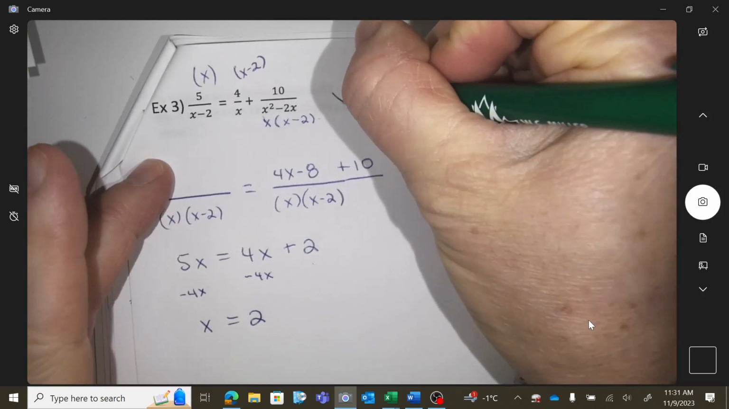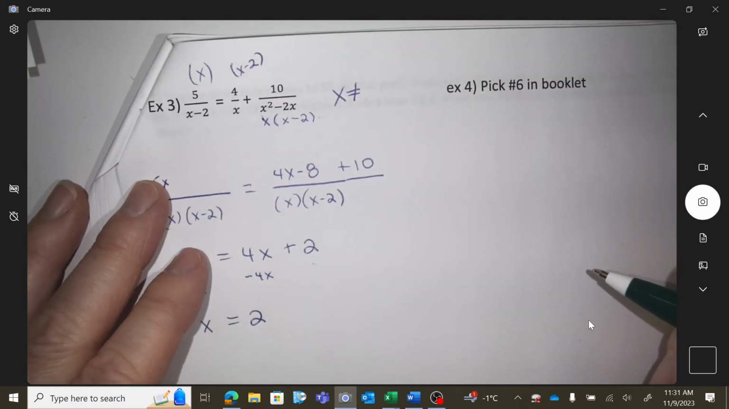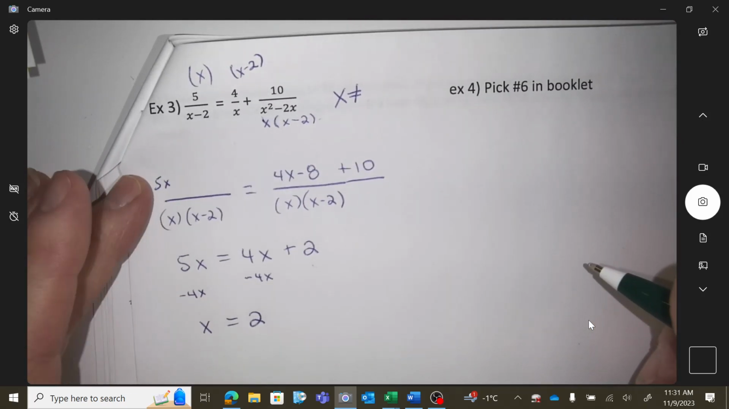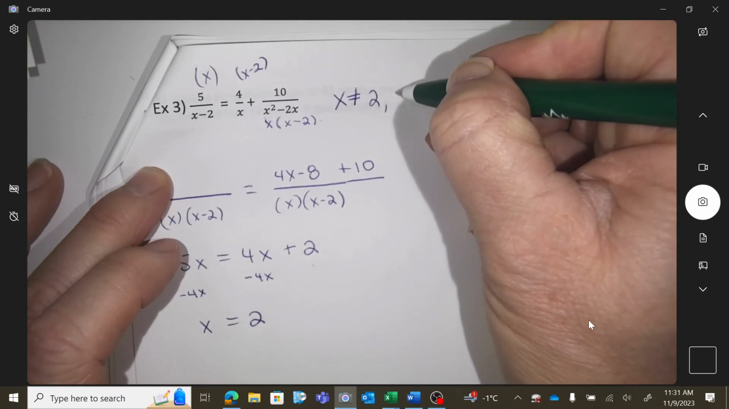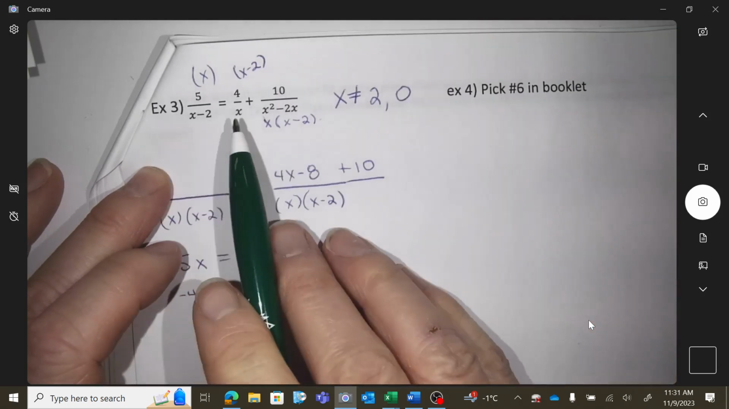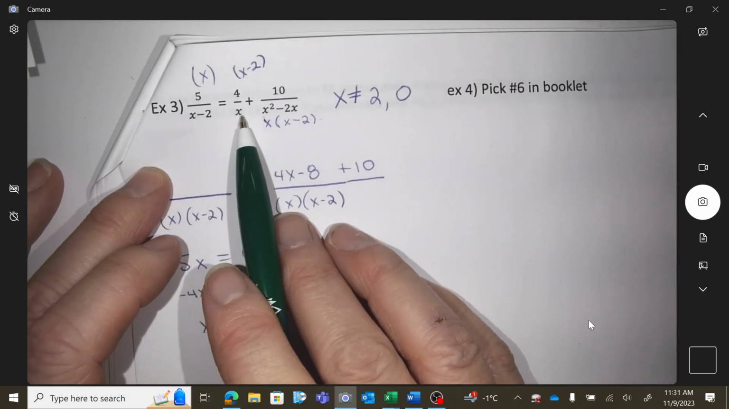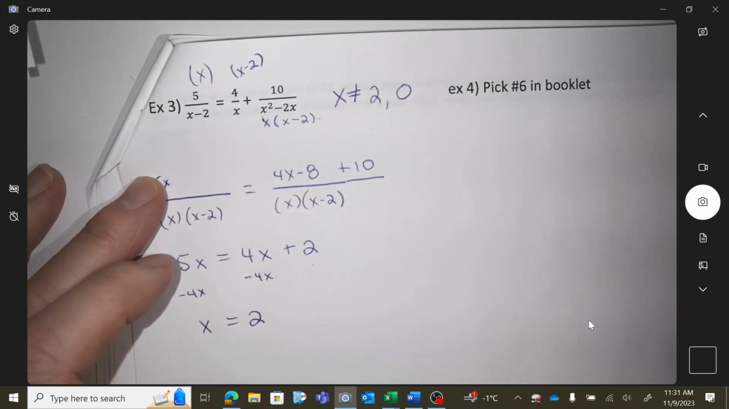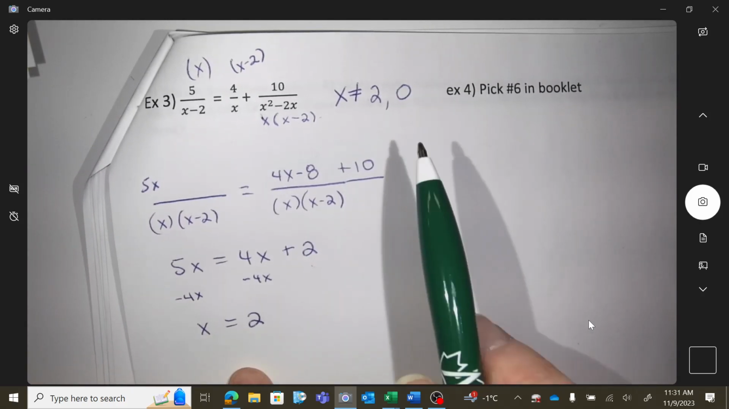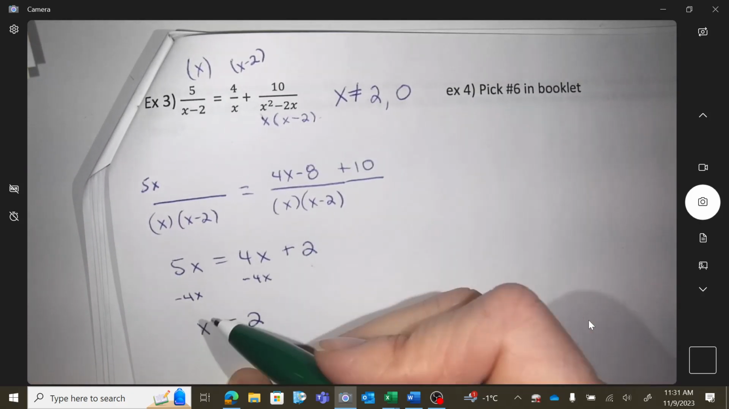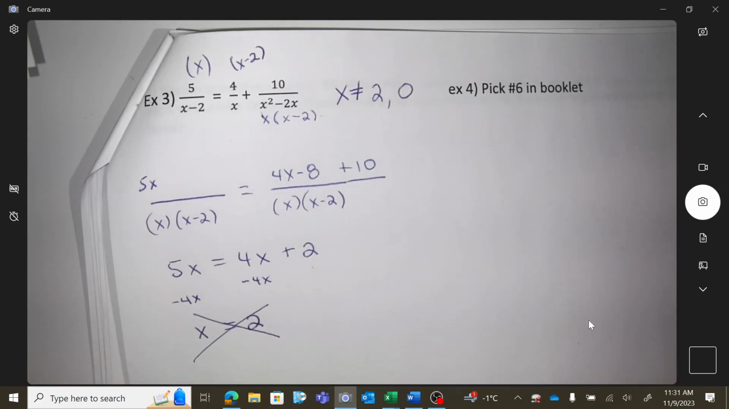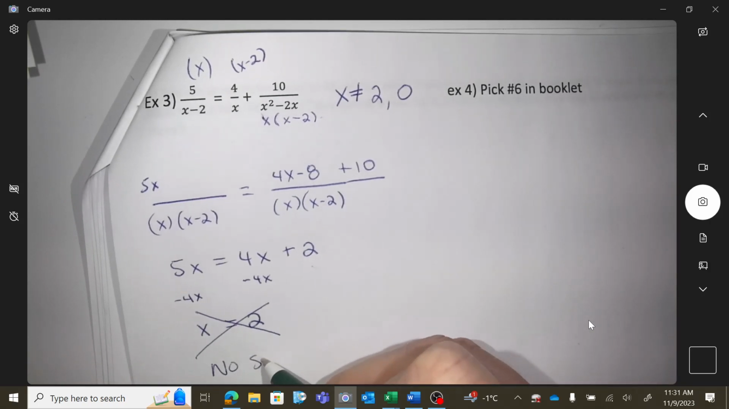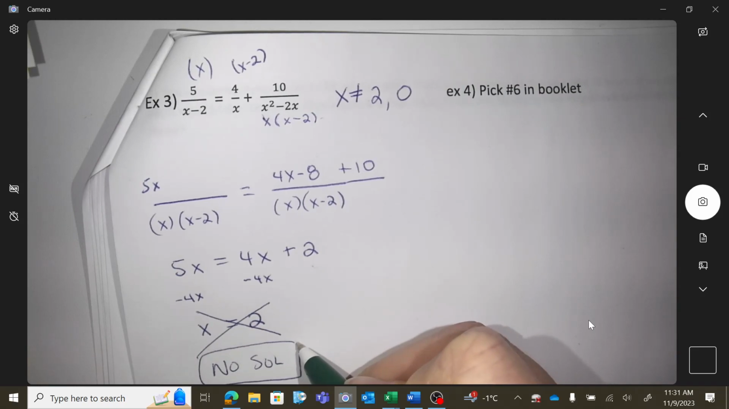So I better go back up to the top and think about what numbers I'm not allowed to be. 2 or 0, right? I can't be 0, because 4 divided by 0 would be bad. Uh-oh, my answer is actually not allowed. So now what should I actually write as a conclusion? No solution. Okay.